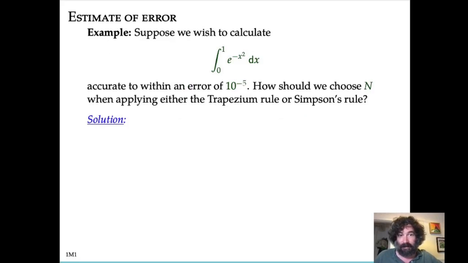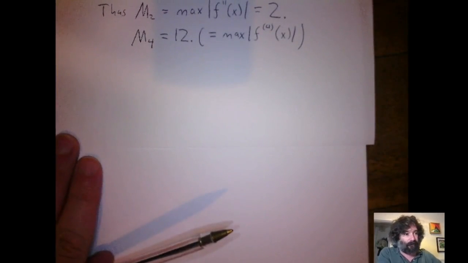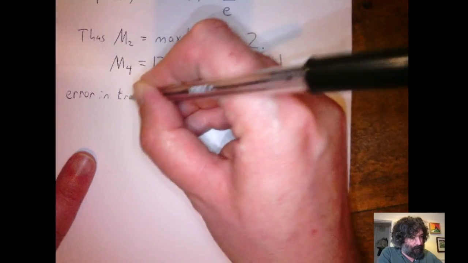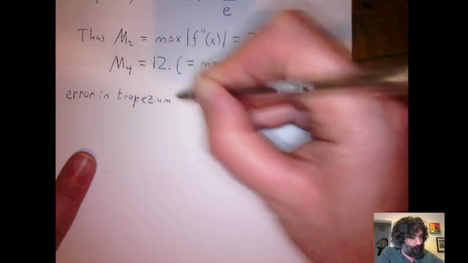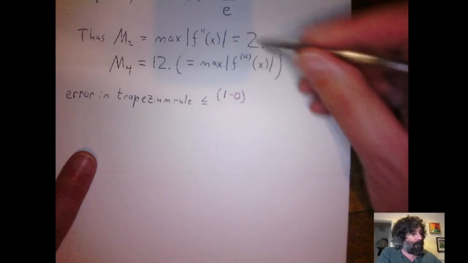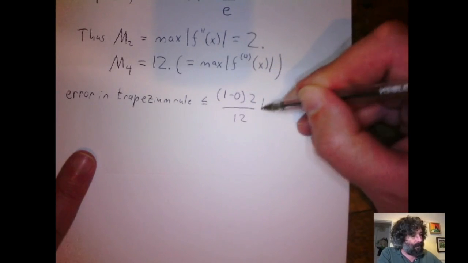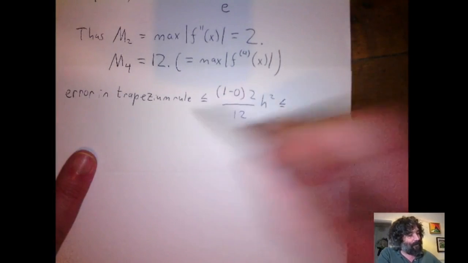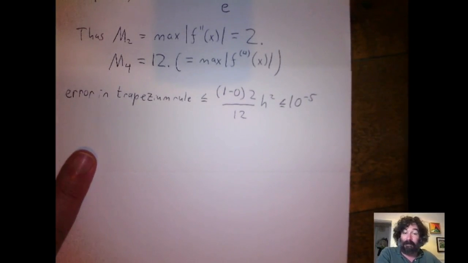All right, and so let's switch back and look at what that says about the number of intervals we should use. Using those error estimates and the values of m2 and m4 we just found, the error in the trapezium rule is less than or equal to b minus a, again 1 minus 0, times m2, which was 2, divided by 12, times h squared. And we want that to be less than or equal to 10 to the negative fifth. That's what it says in the problem. That's the size of error we want.